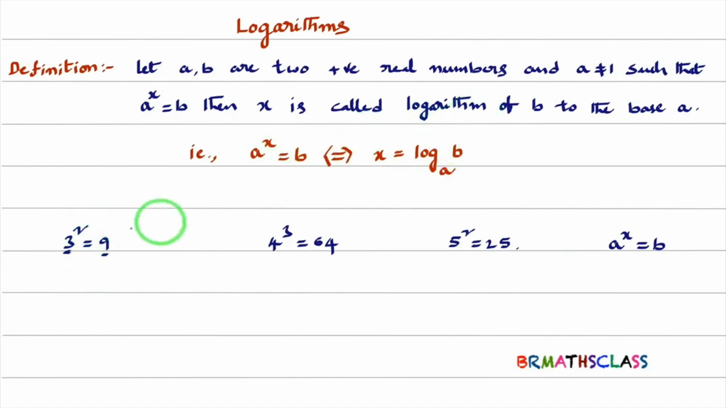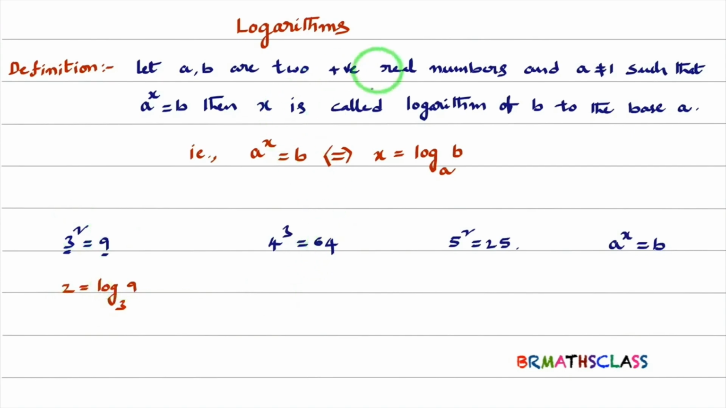So here you see, if you are able to find 3 square equal to 9, as per the definition of logarithm, what can you write? What is 2? 2 is called the logarithm of 9 base 3. Okay, try to understand here. The logarithm of 9 base 3 is what? 2 is called the logarithm of 9 base 3.